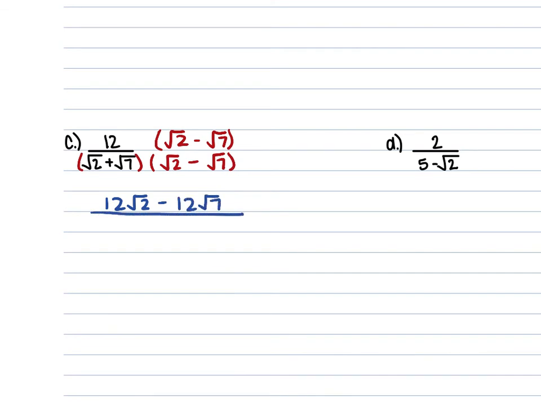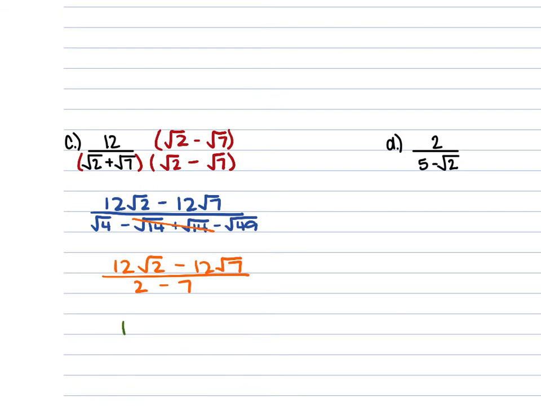And this is all going to be over the square root of 2 times the square root of 2, which is the square root of 4. The square root of 2 times the negative square root 7 is negative square root 14. The square root of 7 times the square root of 2 is a positive square root 14. And the square root of 7 times the negative square root of 7 is the negative square root of 49. The square root of 14s cancel since they are opposites. So you're going to have 12 square root 2 minus 12 square root 7 all over the square root of 4, which is 2, minus the square root of 49, which is 7. So that's 2 minus 7 on the denominator.